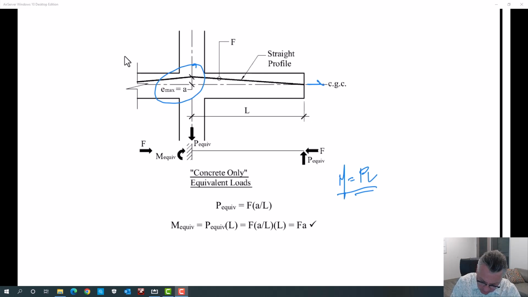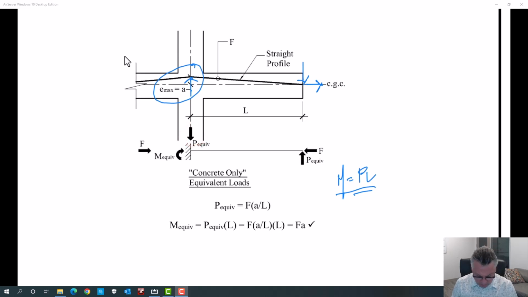Let's look at the tendon diagram. The tendon is being pulled on, it's being held down, it's going to be pushed up there. So those are the equivalent loads on the tendon. The exact opposite will be placed on the concrete. So that equivalent load is going up on the concrete, going down on the concrete here. But we know that the moment is P times L. That's just basic statics.